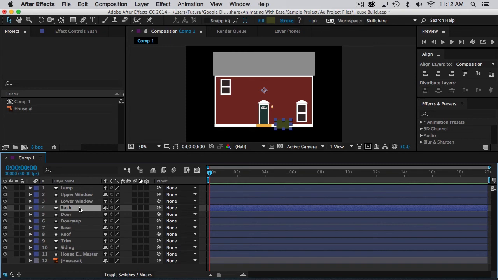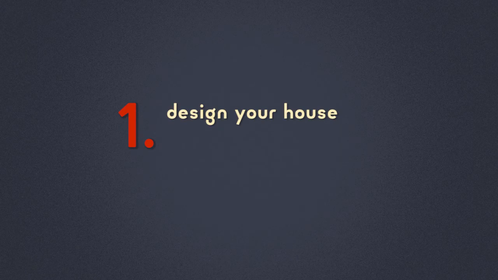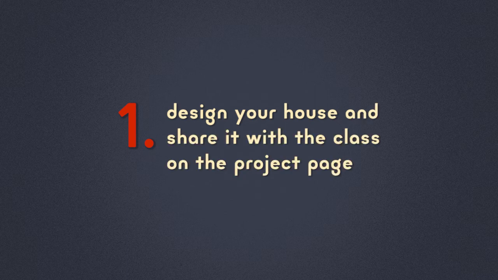Alright, now that we've broken everything into layers, named it properly, we can get into setting everything up for animation. At this point, there are two things you could do for your class project before moving on. The first is just design your house. It could be the house you grew up in, one that you live in now, or even a fantasy building like a castle. Once you have it designed, create a class project and post a screenshot of your house there.